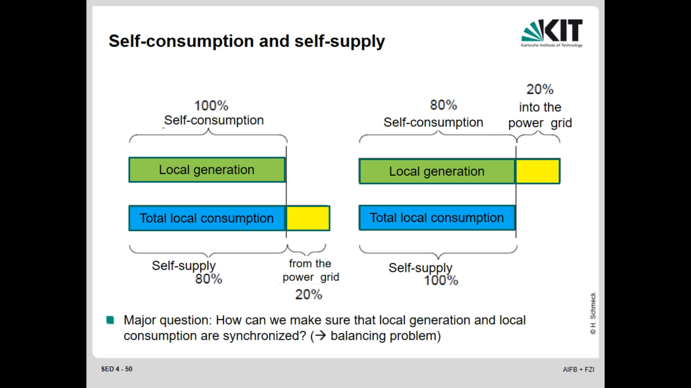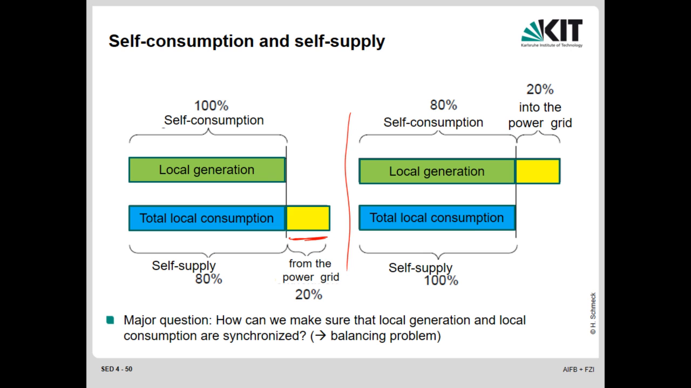And one thing we could try to optimize is the degree of self-consumption of energy that is generated locally. So self-consumption and self-supply are two properties which are of interest. So we could have many different situations. For example, 100% self-consumption could happen. There maybe we would even have need for more power from the grid. Then we would have only a limited self-supply but complete self-consumption.